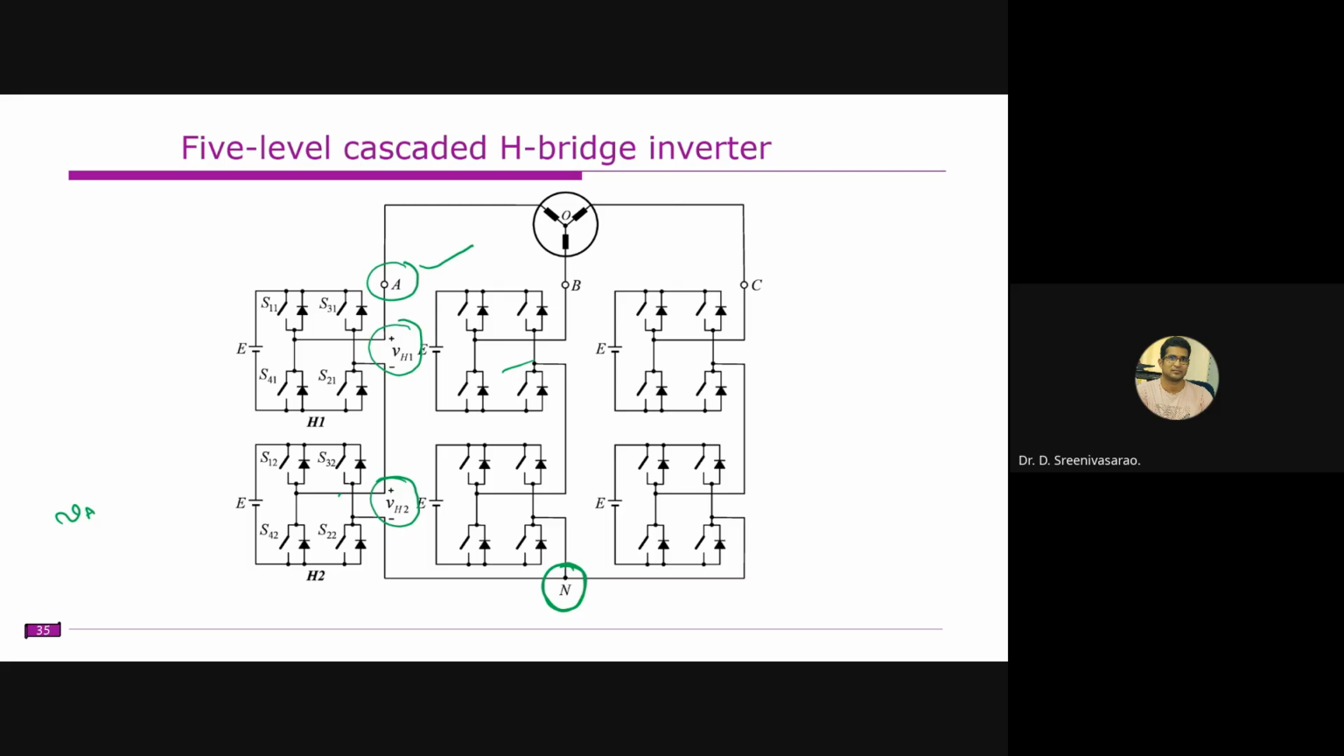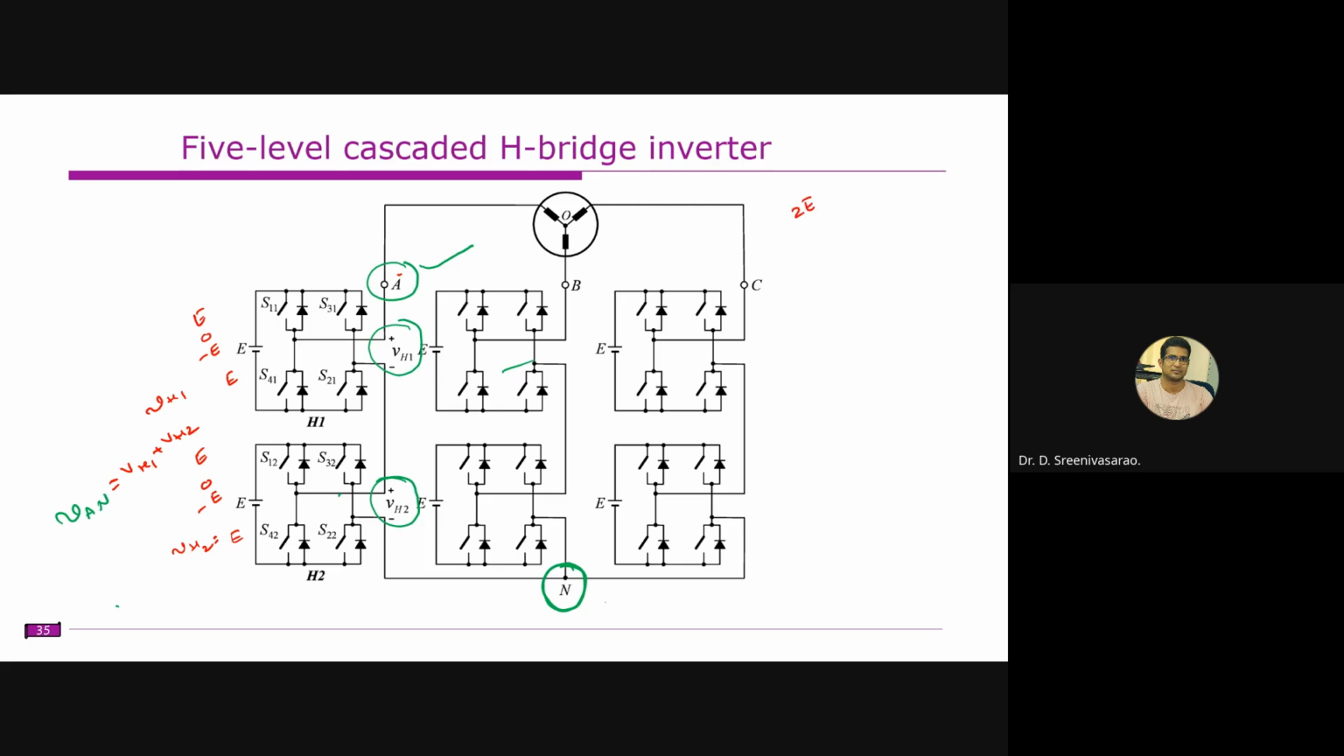You know that, right? Each H bridge will produce three voltage levels. So each one will produce three different voltage levels, like E, 0 and minus E. So this is producing E, 0, minus E. So if this is producing E voltage, and at the same time this is also producing E voltage, VH1 is E and VH2 is E. That means if you are combining these two, or if you are measuring the VAN, which is equal to VH1 plus VH2, now you will get the 2E voltage.